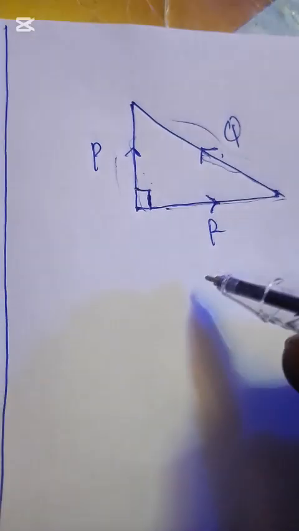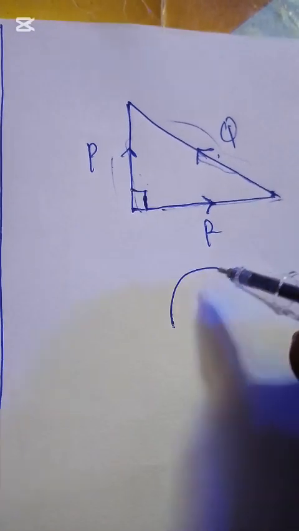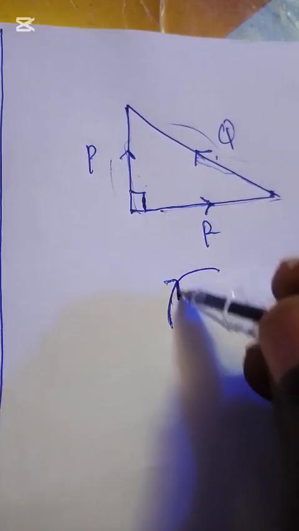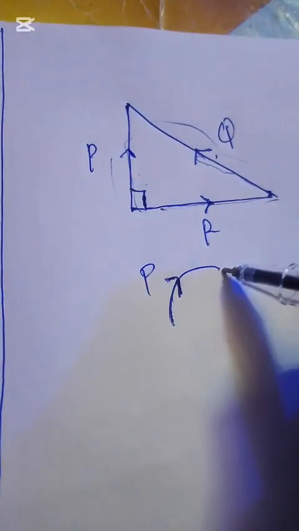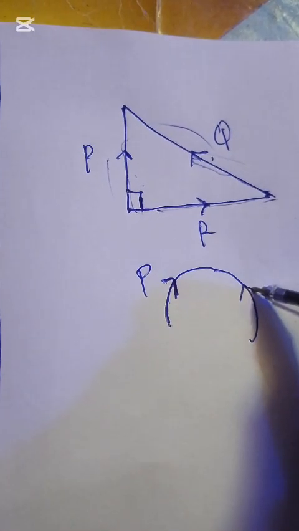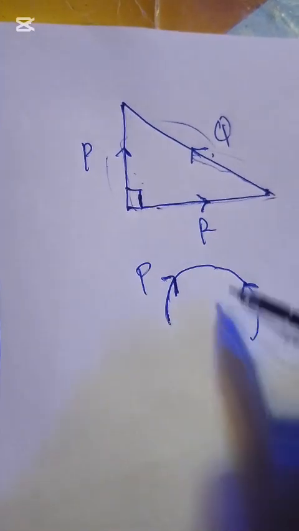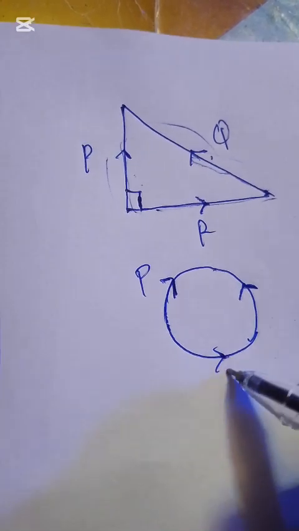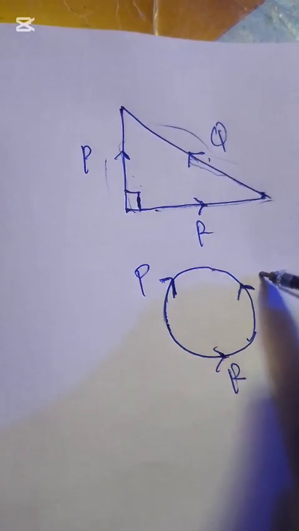Let's say I start with P. I make it form a cyclic vector. Here is P. Where P ends, let Q start and continue from there. I now have Q here, and you can see the arrow of Q. I complete it by adding R, and you can see the arrow of R. So here is R, here is Q.